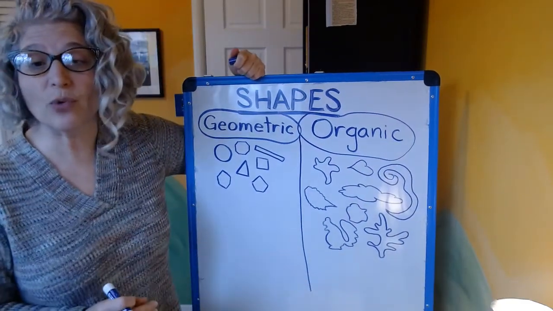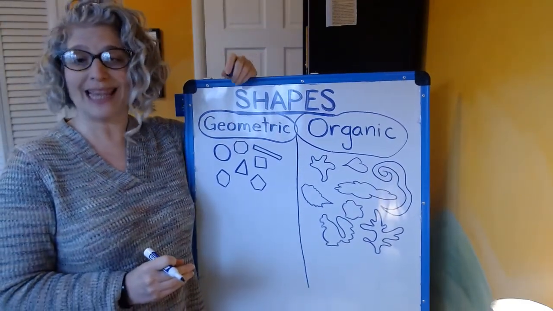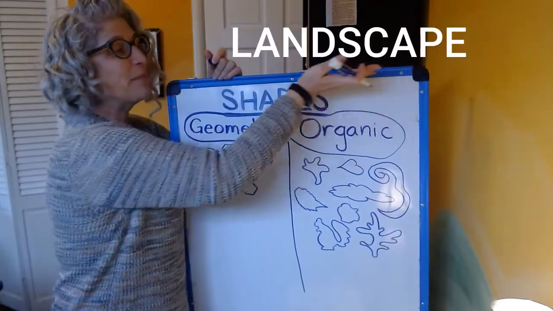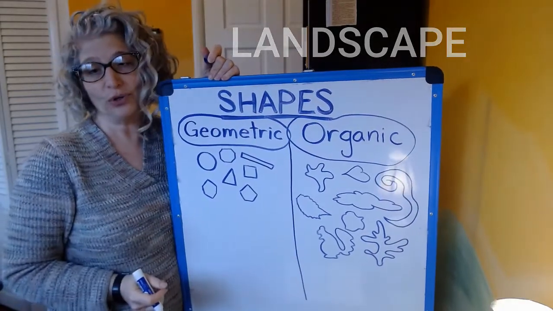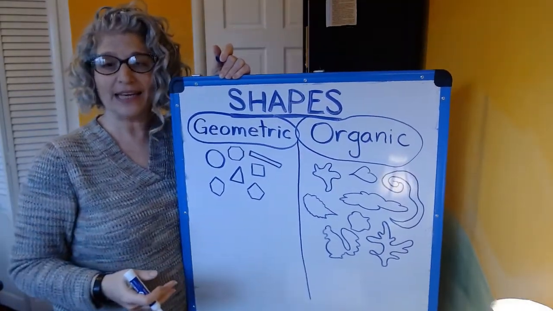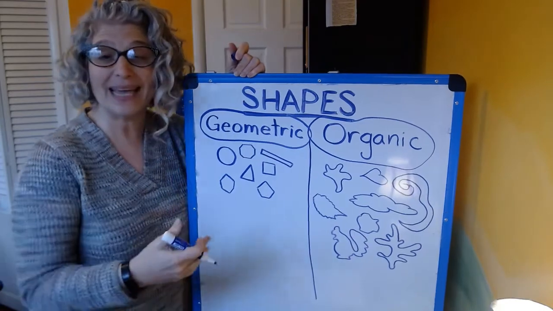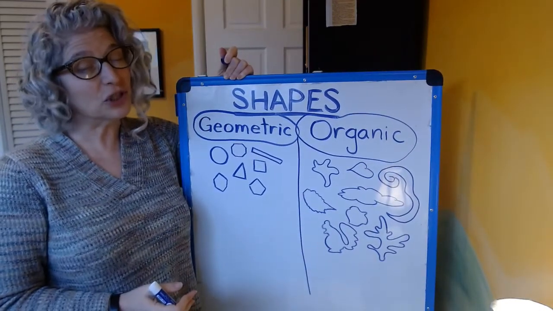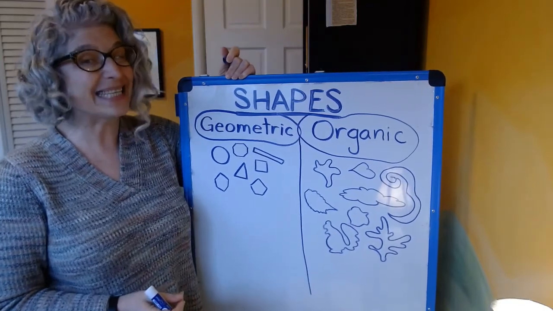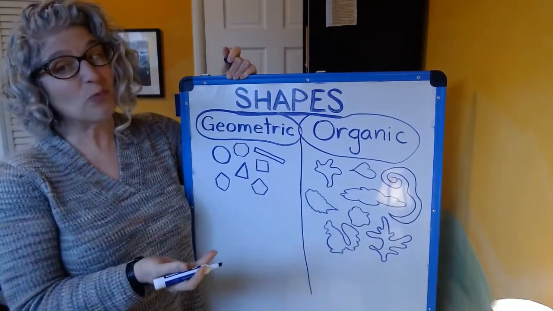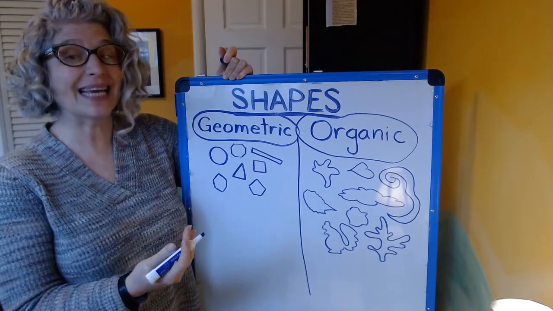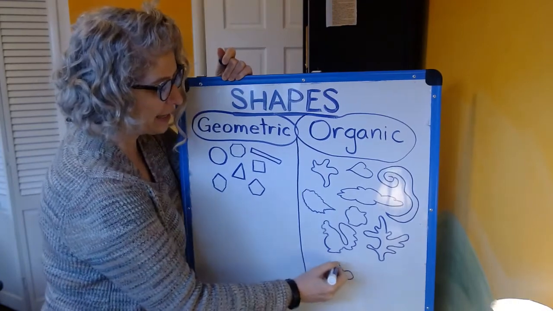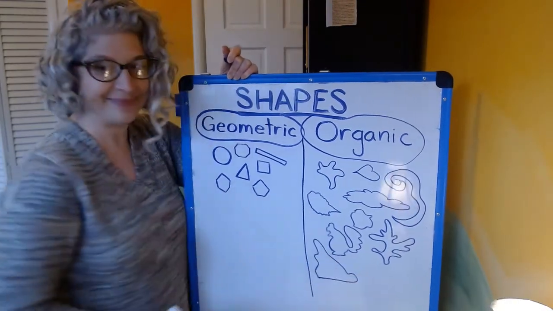We are mostly going to use organic shapes in our landscapes because landscapes are natural. You can have some organic shapes. You can have some man-made things in your landscapes. But if it's all geometric shapes, it usually looks like a cityscape. So we're not doing cityscapes, we're doing landscapes. So we're going to focus mostly on organic shapes.